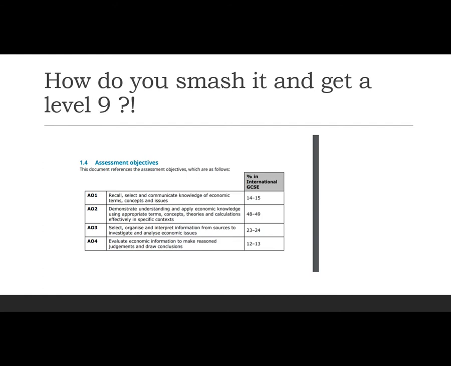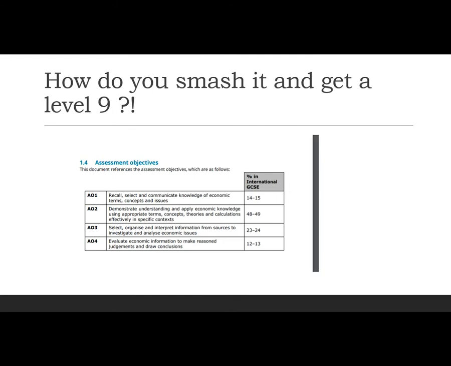Okay, you need to have the ability to apply that knowledge in the specific context. Have a look at this table. This is from the Edexcel specification, the assessment objectives. And what you'll find is 48 to 49% of the international GCSE qualification for Edexcel Economics is demonstrating an understanding and applying economic knowledge and using the appropriate terms, concepts, theories, calculations effectively in specific contexts. So it's not just memorization, okay? It's actually understanding those terms.